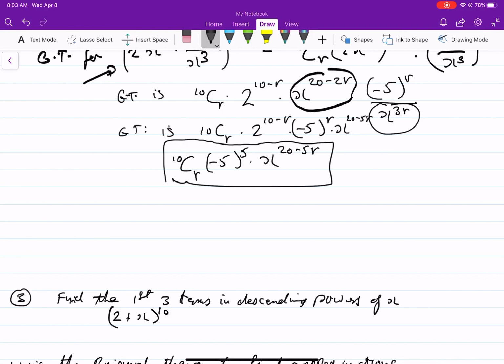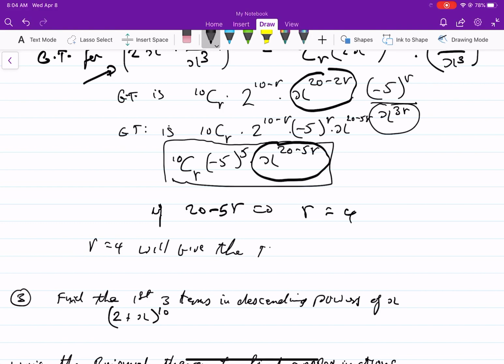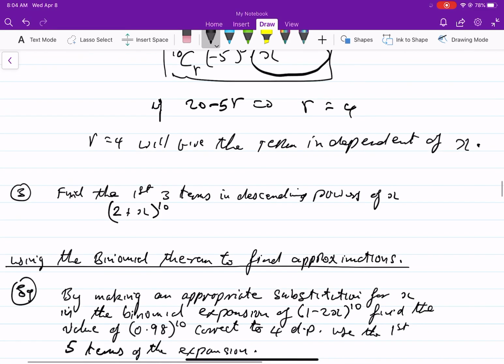Now I can get any term out of that general term. If I want the first term, I plug in r equals 0. If I want the second term, I plug in r equals 1, and so on. I want to plug in a value of r that would give me the term independent of x. That means this portion with x must disappear. In other words, I want the power of x to be 0. So if that power 20 − 5r is equal to 0, what does that make r? r will be equal to 4. And if r is 4, that will definitely give you the term independent of x.